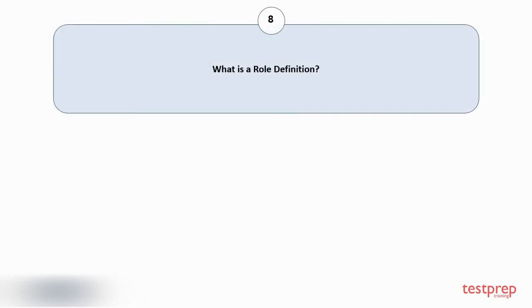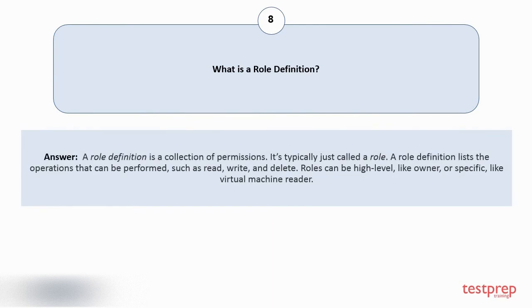Question number 8, what is a role definition? Your answer is: a role definition is a collection of permissions. It's typically just called a role. A role definition lists the operations that can be performed, such as read, write, and delete. Roles can be high-level, like owner, or specific, like virtual machine reader.